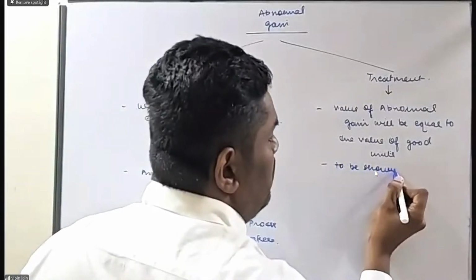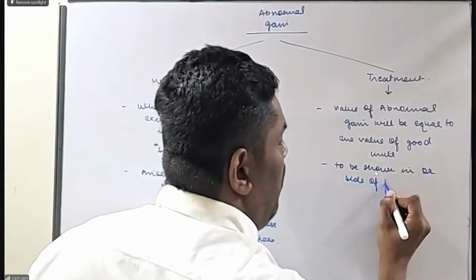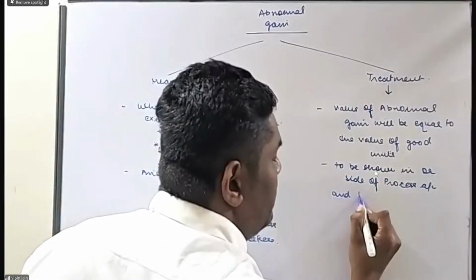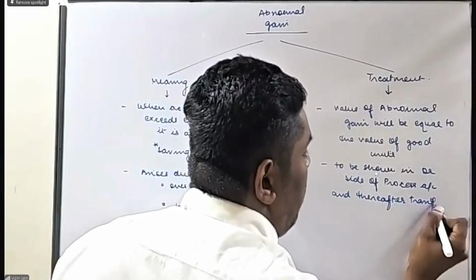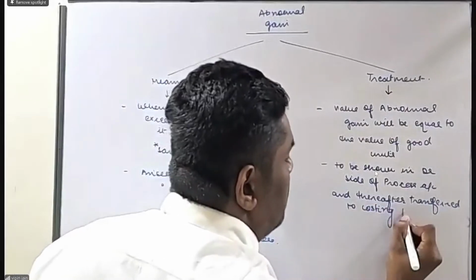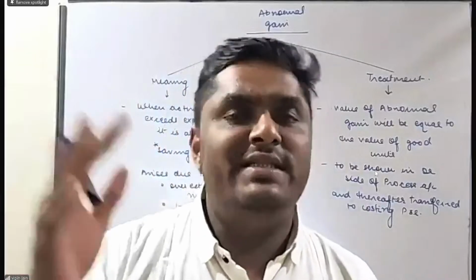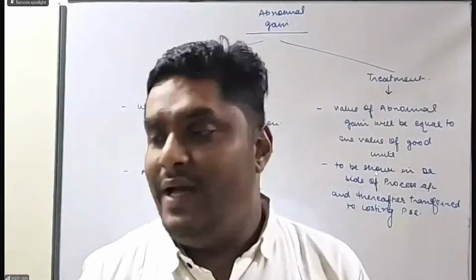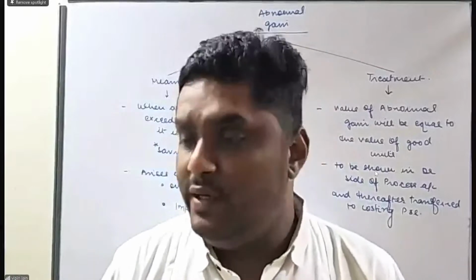To be shown in debit side of process account and thereafter transferred to costing P&L. So when the actual production exceeds the expected production, that is abnormal gain. Abnormal gain, when talking about the value, will be equal to the value of good units. Further, it is to be shown in debit side of process account and thereafter transferred to costing P&L.